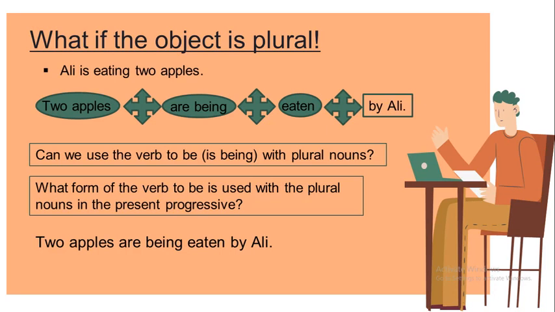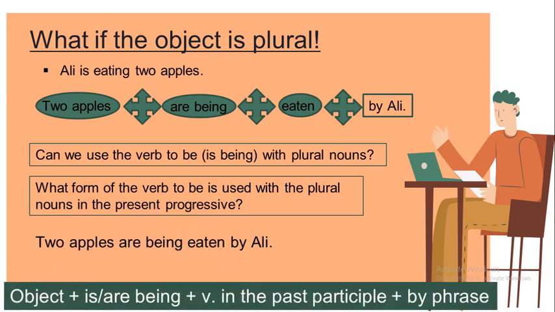Now, can you deduce the general form of the passive voice in the present progressive? Try to do that, dear students. Great job. The general form is the object plus is or are being plus the verb in the past participle and then the by phrase. We use is being when the object is singular and we use are being when the object is plural.